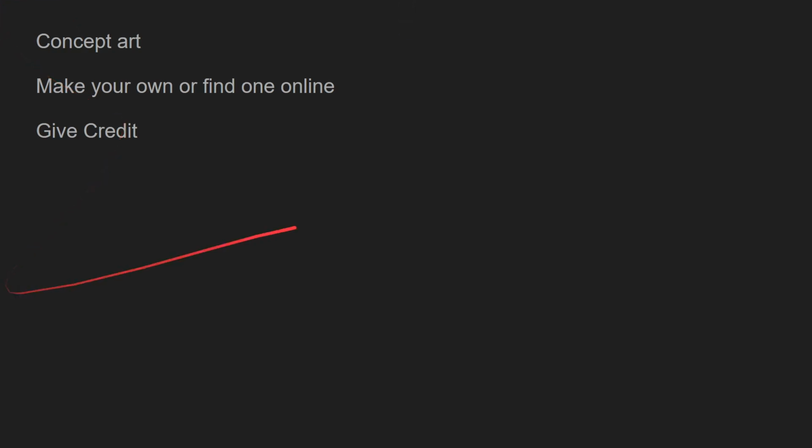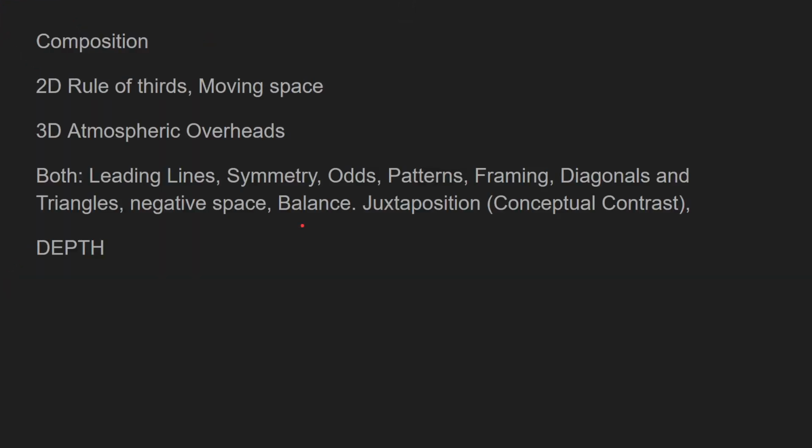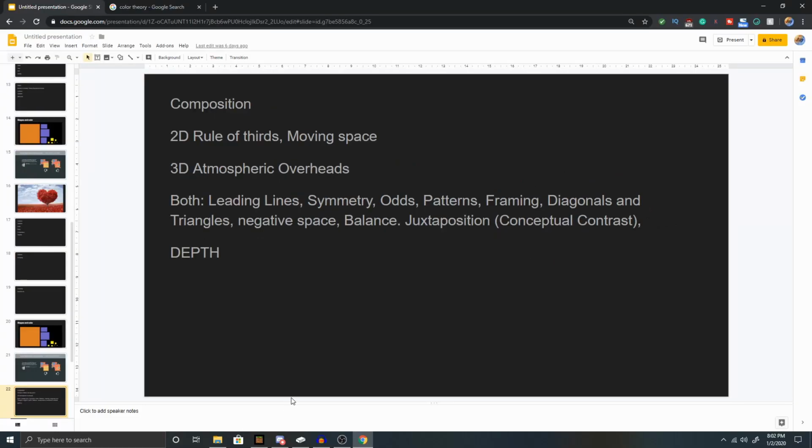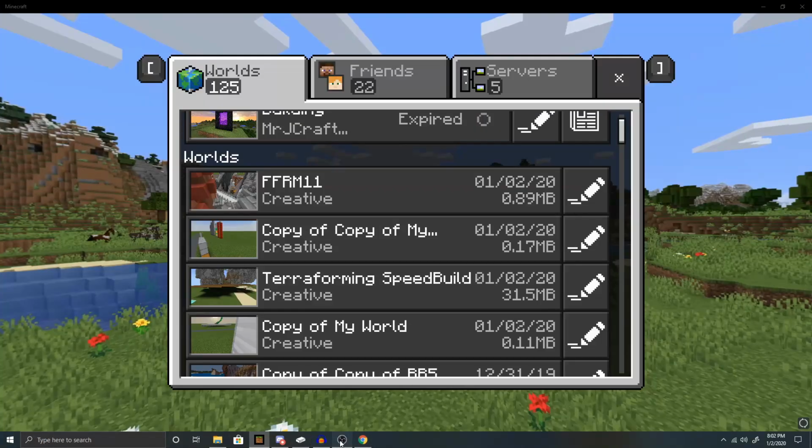Let's go back to the composition. Let's actually get into the worlds. I can show some examples of atmospheric overheads, leading lines, and depth. Depth is probably the number one most misunderstood concept in Minecraft, like probably ever. I don't necessarily know 100%. I'm not going to say ever. That'd be a bit of a lie to say, ever.